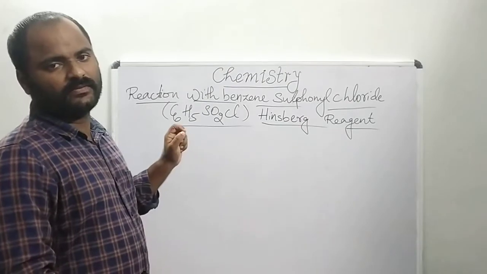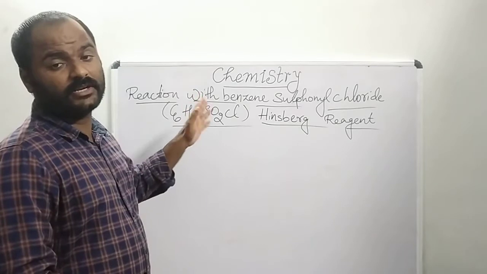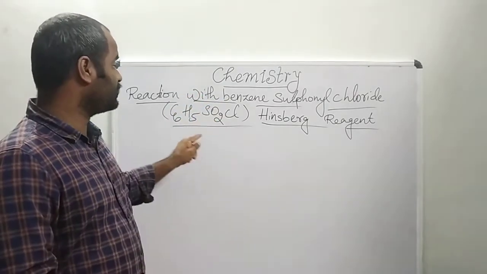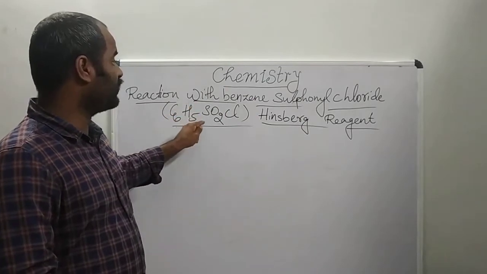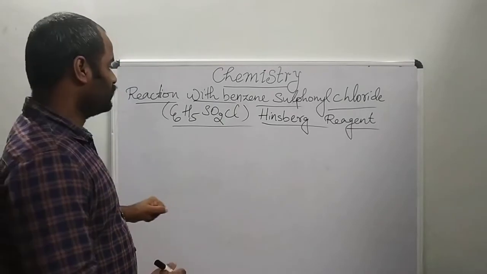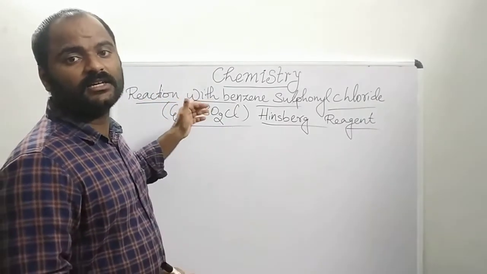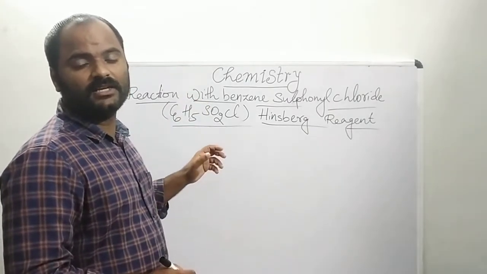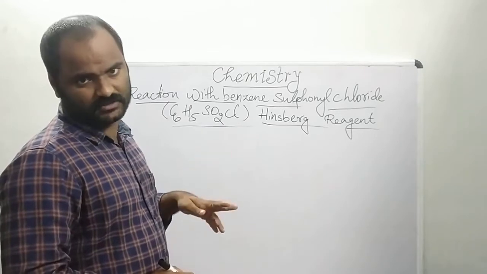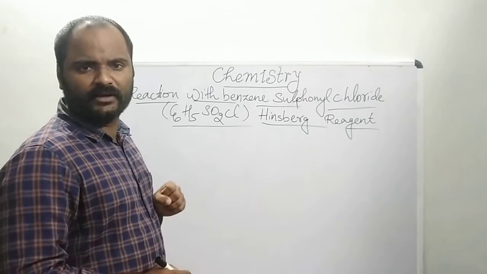So the first reaction is amine reacts with Hinsberg reagent. Hinsberg reagent is known as benzene sulfonyl chloride. It is a very important reagent. Primary, secondary and tertiary amines react differently with Hinsberg reagent to form products. First of all, we will see the reaction of primary amine.